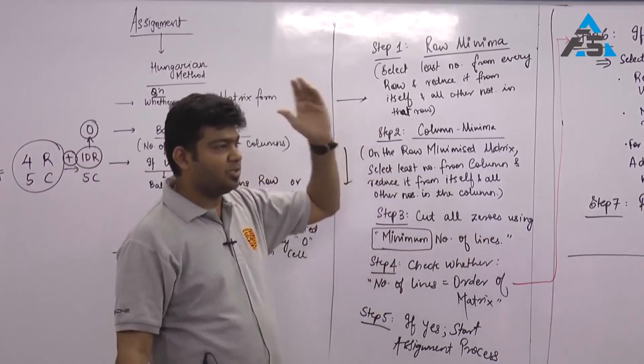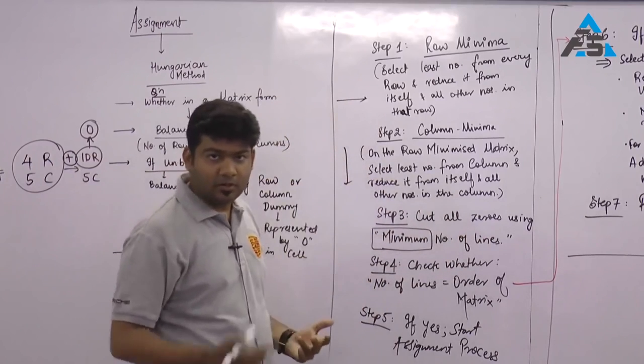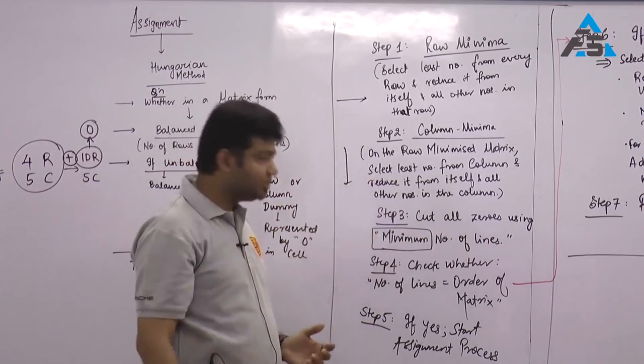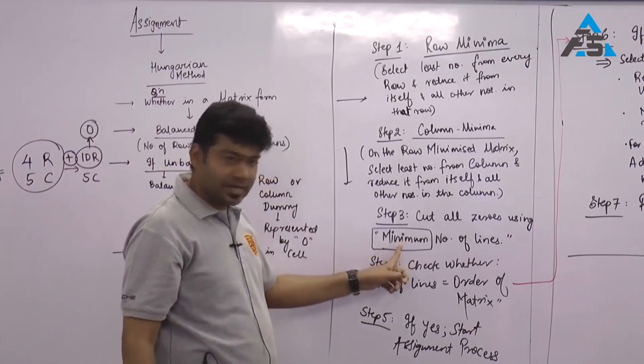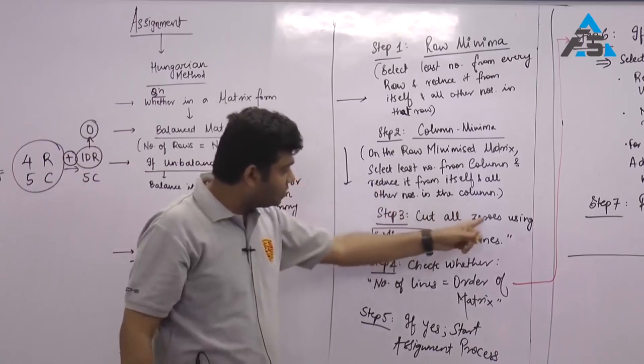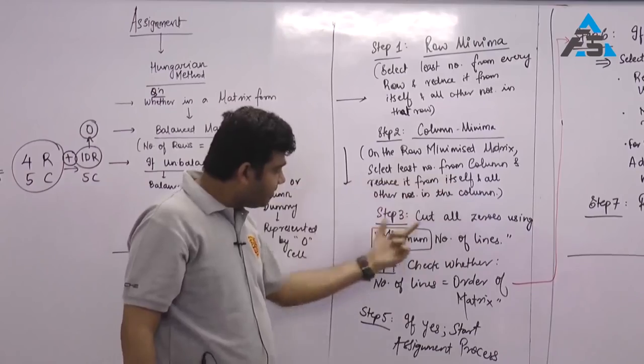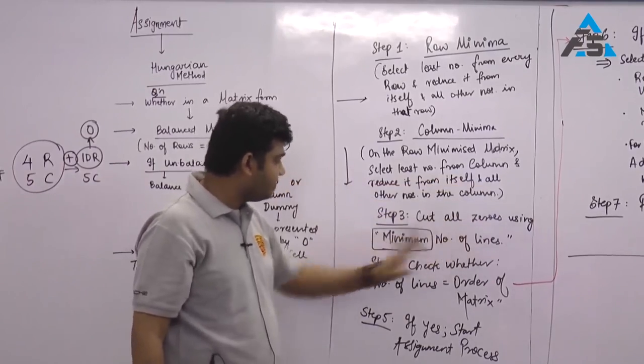So it may be possible that I am cutting with 4 lines, but there is a possibility that the same zeros can be cut using 3 lines. The 3 lines is correct. So cut all zeros using minimum number of lines. Focus on minimum. All zeros using minimum number of lines.